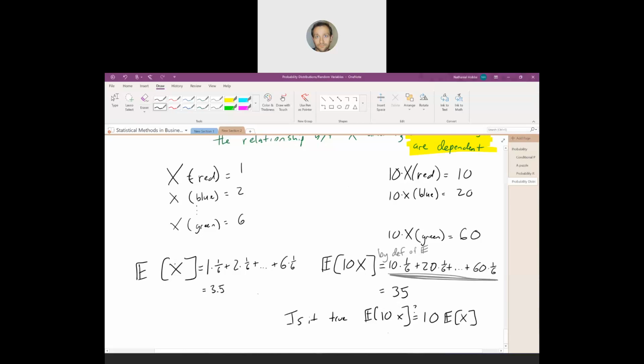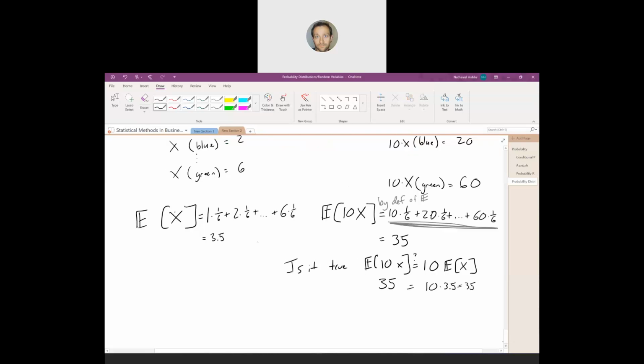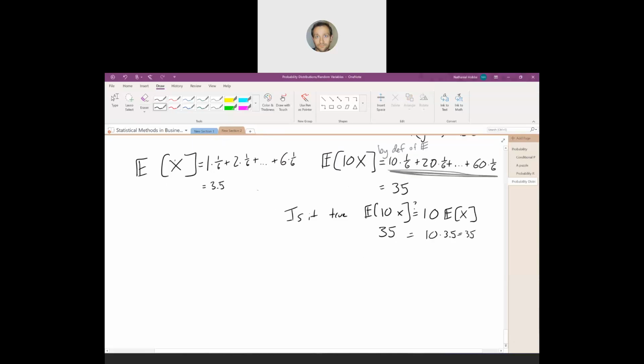Well, this on the left, we've already calculated that to be 35. And this is 10 times 3.5, which equals 35. So you do get the same answer. Okay, let me convince you that this will always be true. This isn't an accident. This is true because it has to be true.